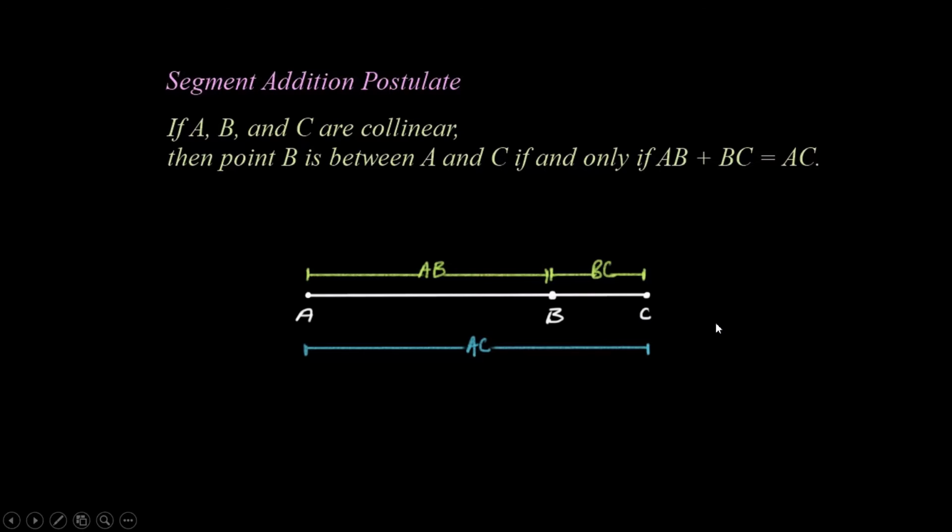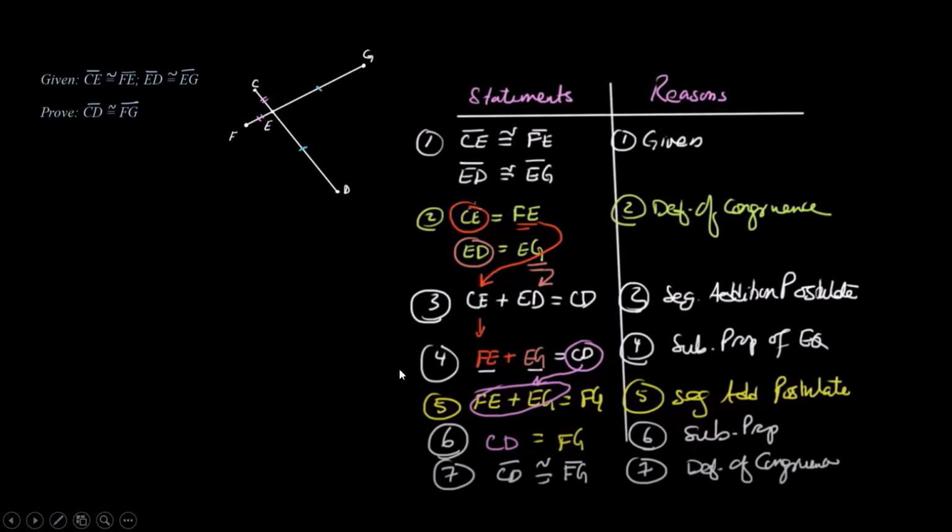So this is the segment addition postulate, and prior to that we had learned some properties. These were the properties of equality for real numbers. And then I had given this proof. We were given this diagram, and we were told that CE, this little segment here, was congruent to this little segment there, and then we were told that ED was congruent to EG, like this. From there, we were asked to prove something.